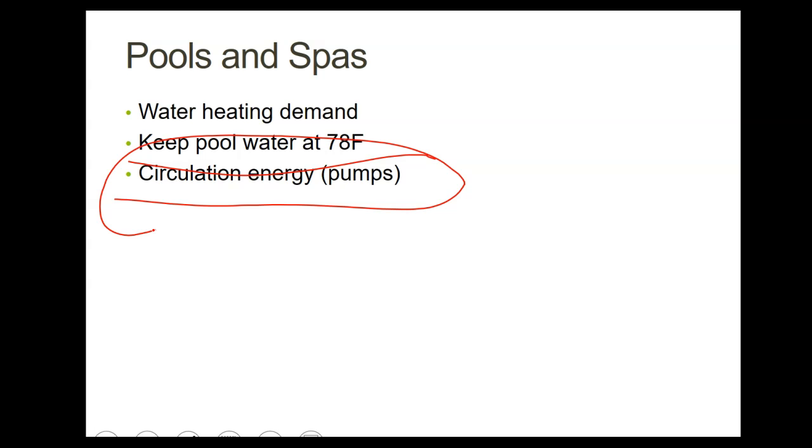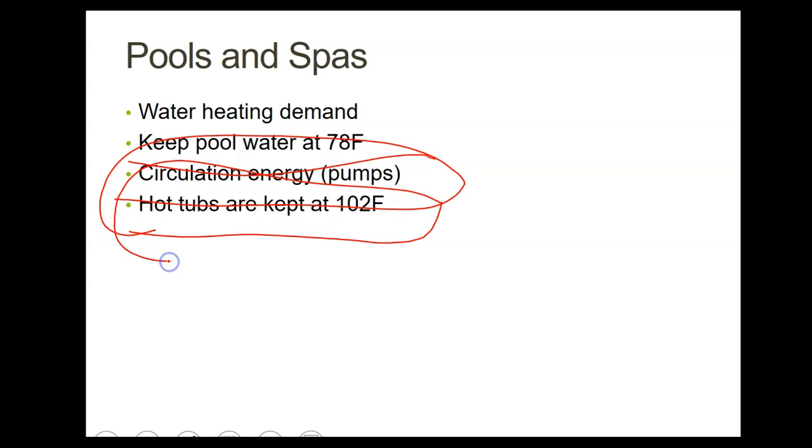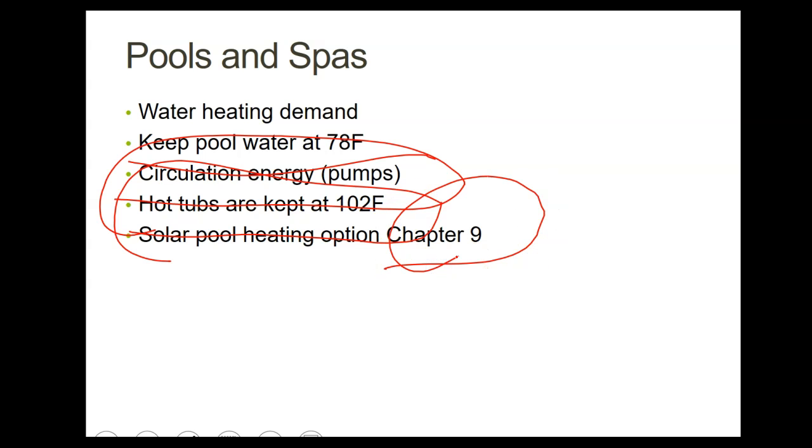The other energy that you will use for pool and spa is the circulation and the pumps. That's where you consume a lot of energy. Hot tubs are kept at 102 Fahrenheit and sometimes 105, which is a lot of energy to keep adding on. Check out also solar pool heating options in chapter 9 in the book. There are some ways to heat a pool using solar.